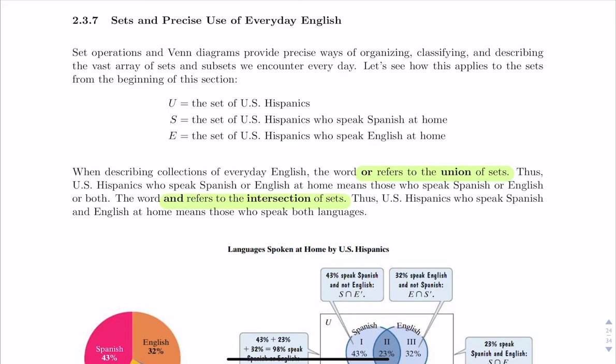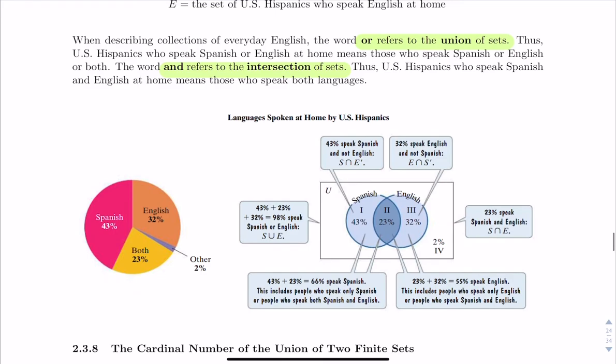And so we can see the circle graph being translated into a Venn diagram. So we had 43% of people who spoke only Spanish at home. There was 32% who spoke only English at home. And then the people who spoke both Spanish and English at home was 23%. And then the 2% were people who do not speak English or Spanish at home.